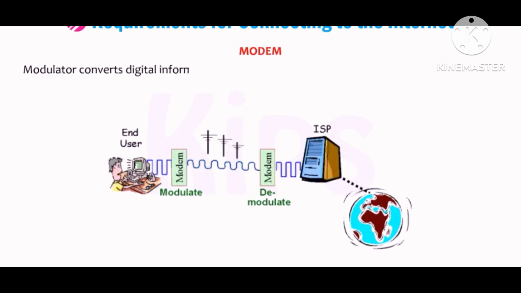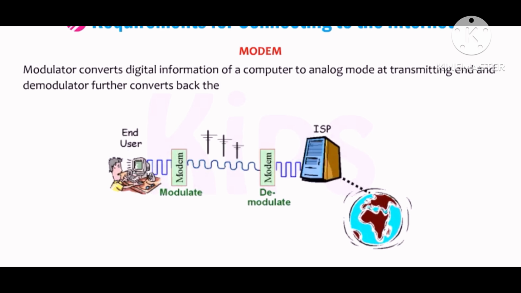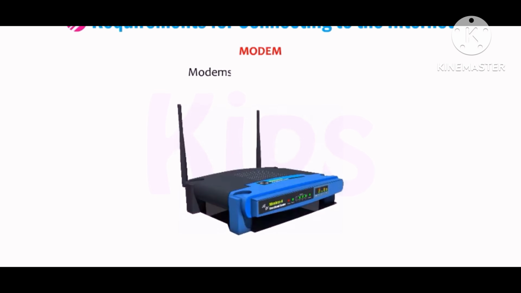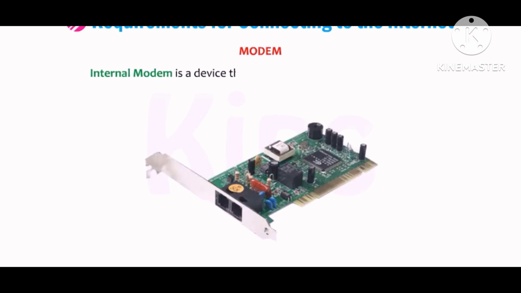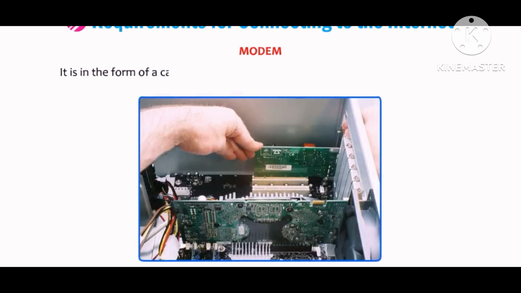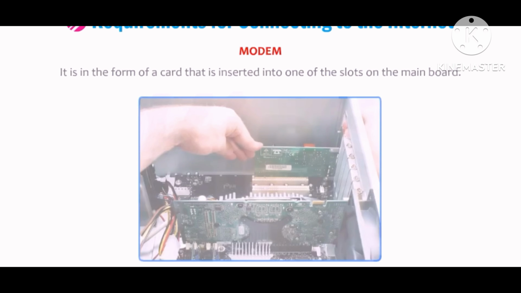Modulator converts digital information of a computer to analog mode at transmitting end, and the demodulator further converts back the analog signals to digital at receiving end. Modems can be classified as: internal modem is a device that is already installed in the computer. It is in the form of a card that is inserted into one of the slots on the main board.